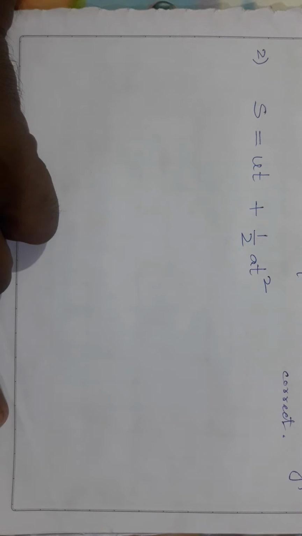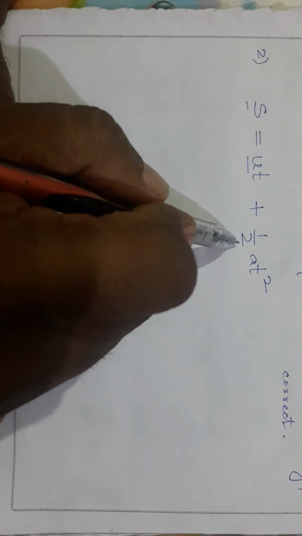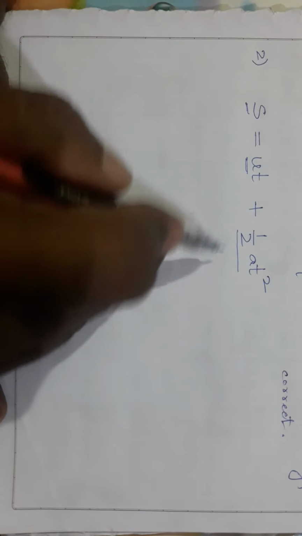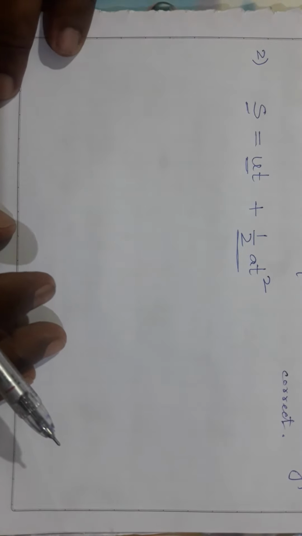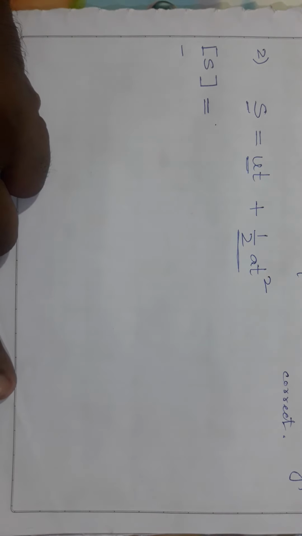Let us take another example. s equals ut plus half at squared. We will first find the dimension of each of the terms s, ut and half at squared. If the dimension of each of these three terms become the same, then we will conclude that this equation is dimensionally correct. First term is s.